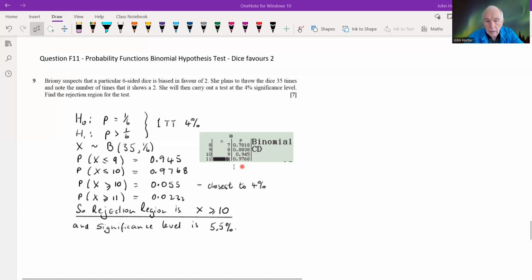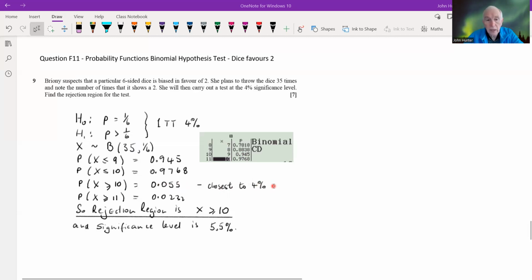which is 0.055. And then we've got another reasonable option here, which is 10. The probability that it's less than or equal to 10 is 0.9768, leaving a probability of 11 or more of 0.0232. Okay, so those are our best candidates. There's not much in it really, is there? But we would say that this one, 0.055, is closest to 4%. So we're going to adopt this one.